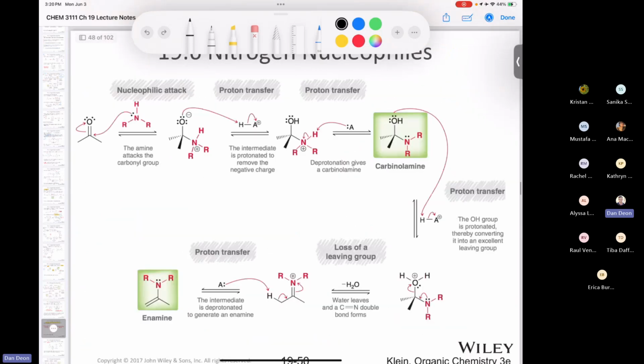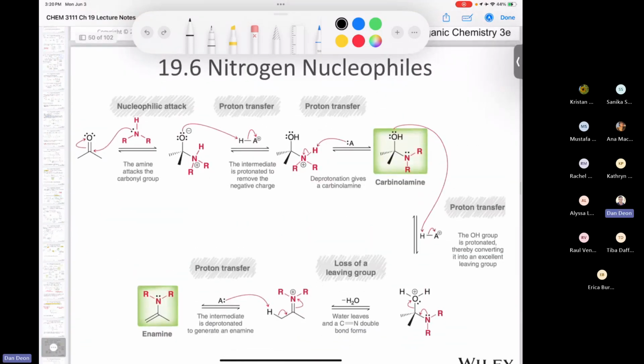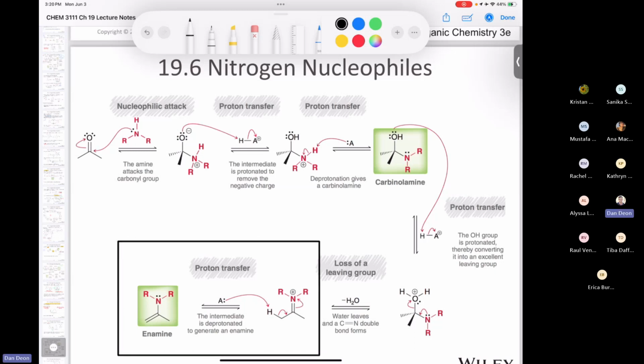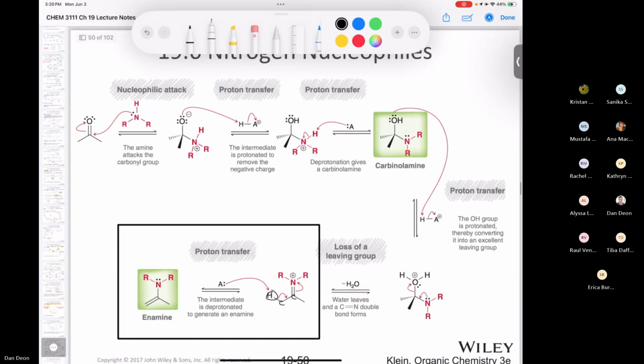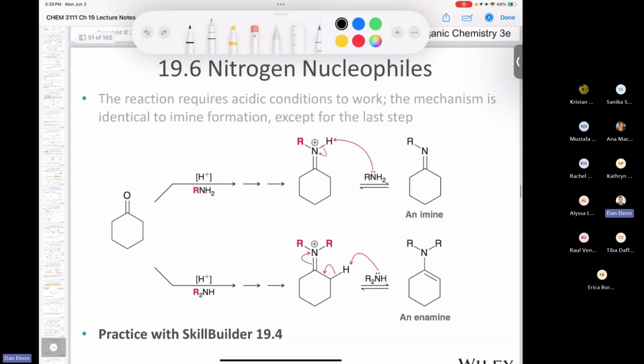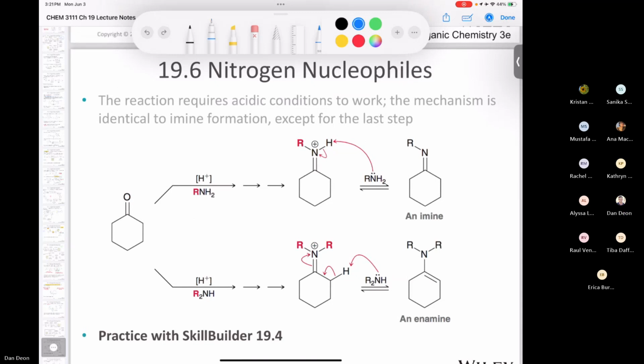Okay, so what do we do instead? All of these steps are identical. Here, all of this is the same. The only difference is the very last step. It's this step here. Since you have two R groups on here because you have a secondary amine, what you do is you look at the adjacent carbons, the ones next to the carbon involved in the double bond, and you take one of the protons off of it, and you form your double bond to make your enamine, like that. So, in summary, if you have a primary amine, you form an imine.